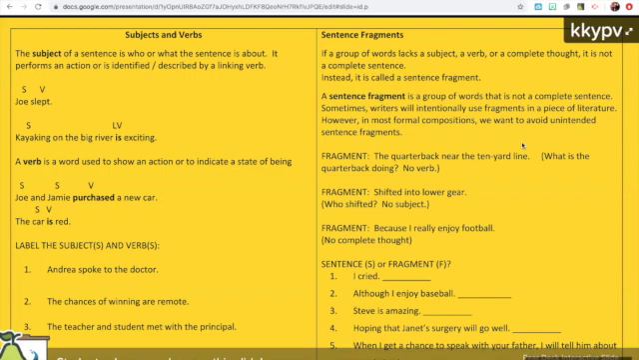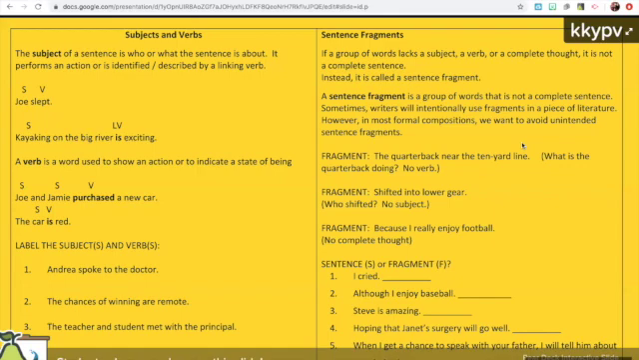Teacher and student. And then what did they do? They met. So you have two subjects, you have a verb, and you have a complete thought because we know who they met with. Very good.